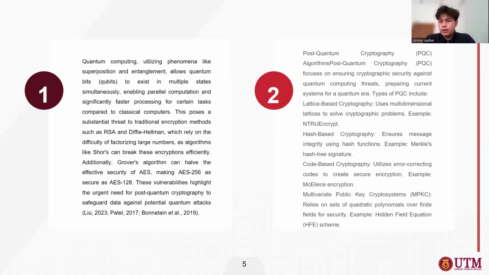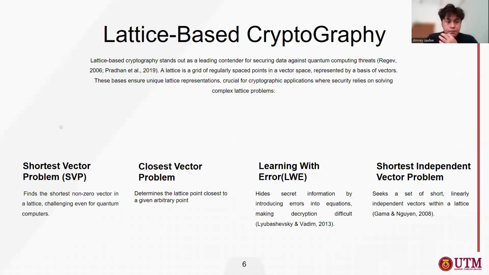quantum era. So for the types of PQC, I'm going to go through lattice-based cryptography, which uses multi-dimensional lattices to solve cryptographic problems. Example is NTRU Encrypt. Hash-based cryptography ensures message integrity using hash functions. Example is Merkle. Code-based cryptography utilizes error-correcting codes to create a secure encryption. Example is McEliece. Multivariate public key systems, or MPKC for short, rely on a set of quadratic polynomials over finite fields for security. Example is HFE, or Hidden Field Equations scheme.